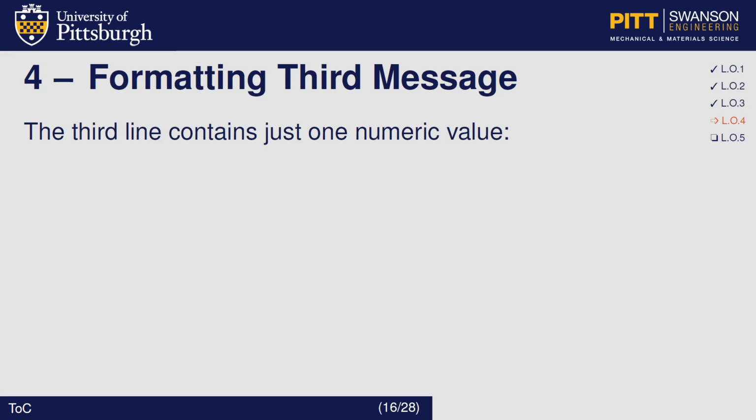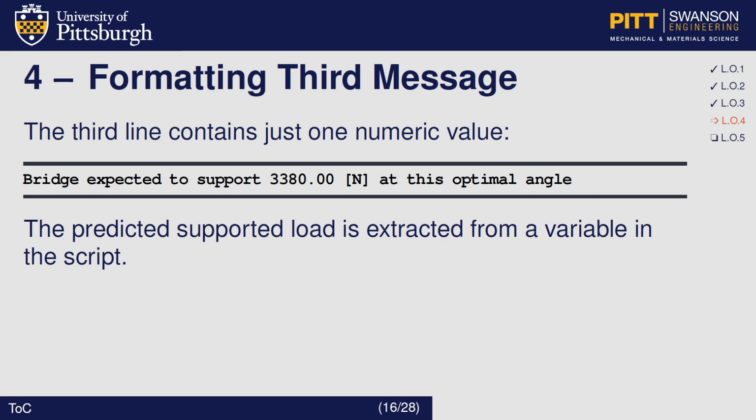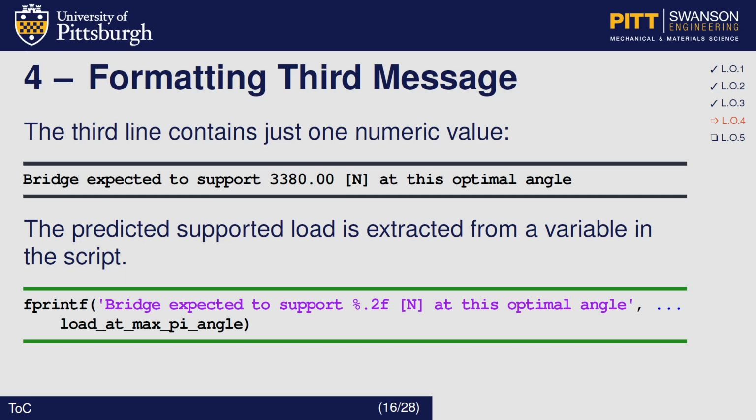The third line only contains one numeric value, 3380 newtons, that it is expected to support. This value is also extracted from a variable in the script. The print statement would look like this. fprintf, quote, bridge expected to support %.2f newtons at this optimal angle, with again a line break, and the argument load at max pi angle is a variable taken from the script.